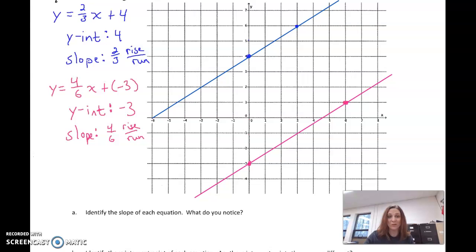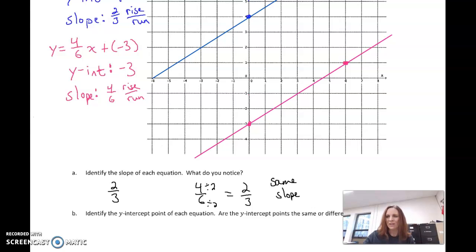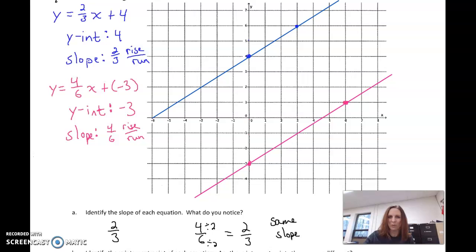So let's identify the slope of each one. Well, we kind of already did that. The first one was 2/3, and the second one here was 4/6. But what do we know we can do to 4/6? We can reduce it, right? Divide both of them by 2, and that's 2/3. Notice that these are the same slope. So now let's look at our lines. It's the same slope. What do we notice about these lines? If we do our lines correctly, they should look like parallel lines, right?